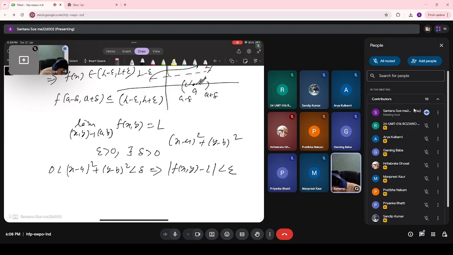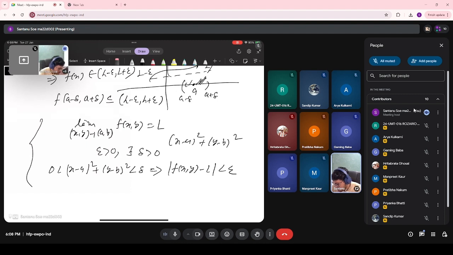Now this is also the same as, for example, you can write that modulus of f of x comma y minus L is less than epsilon whenever 0 is less than the square root of (x minus a) whole square plus (y minus b) whole square is less than delta. So this definition is also valid.